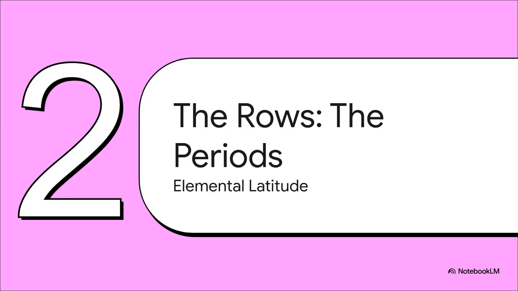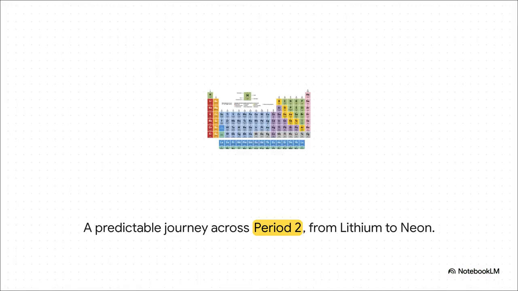Okay, so we can now read a single square. Awesome. Let's zoom back out and really appreciate the brilliant organization of the whole map. We'll start with the horizontal rows. Think of these as the lines of latitude on our elemental map. In the world of chemistry, these 7 horizontal rows are called periods.